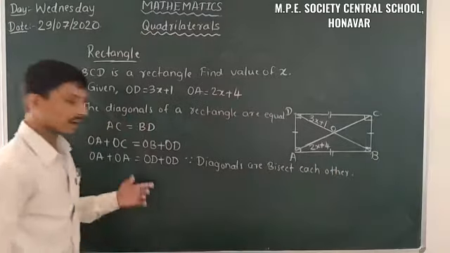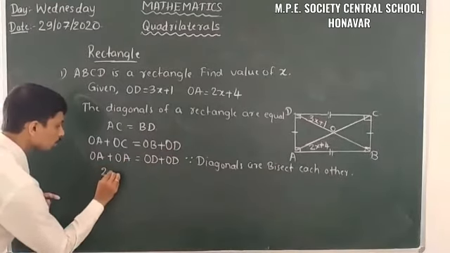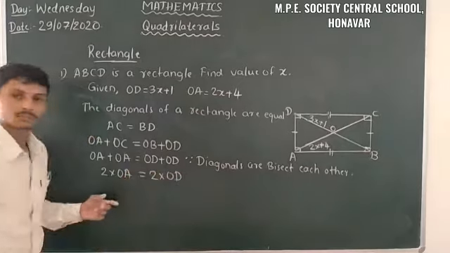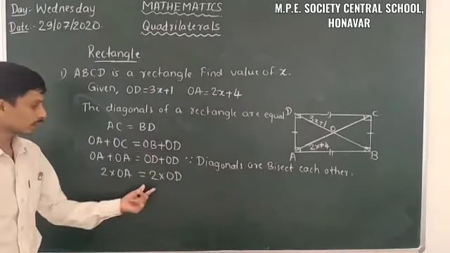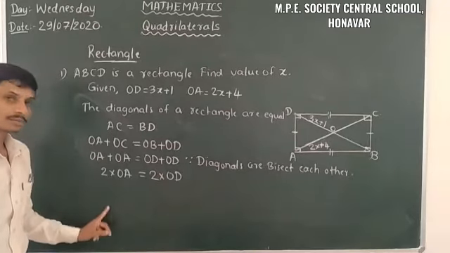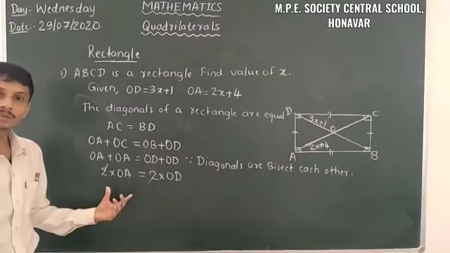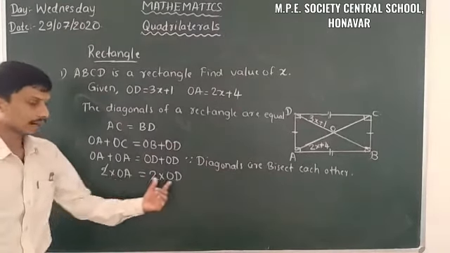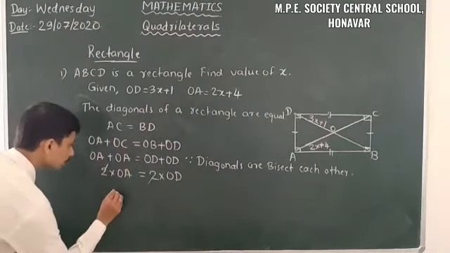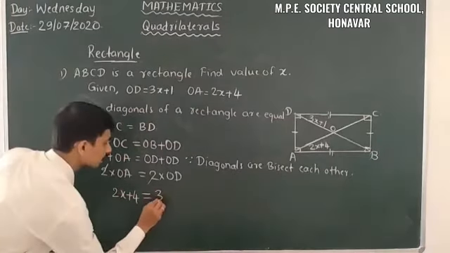Then we have to simplify. That is 2 into OA is equal to 2 into OD. After that we have to cancel this one. When we transpose the 2 to the LHS side, it becomes a denominator, so 2 and 2 cancel. Then we substitute the values of OA and OD. Here OA is equal to OD, so 2x plus 4 is equal to 3x plus 1.